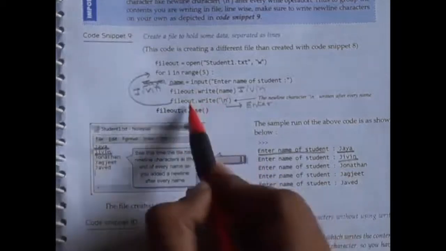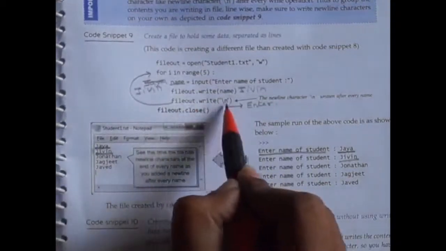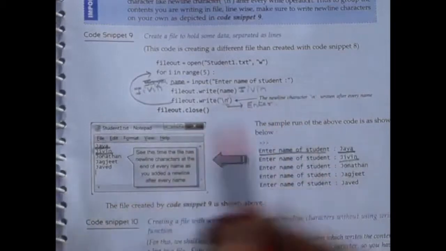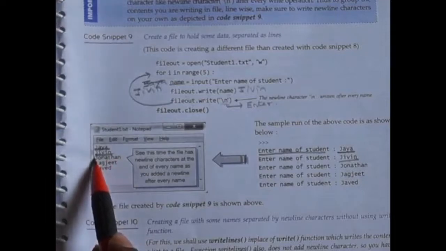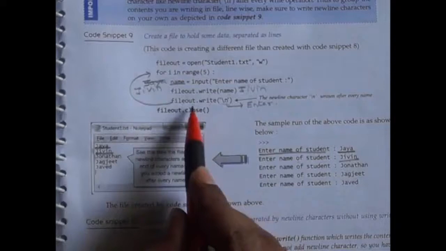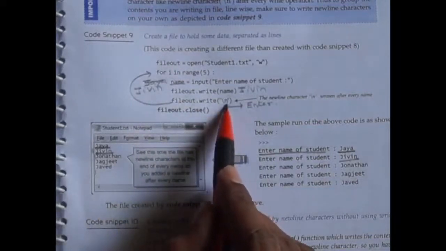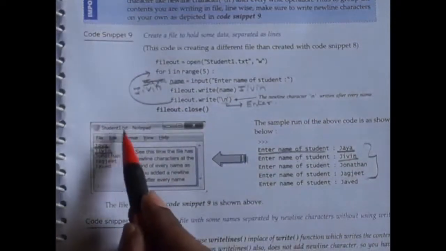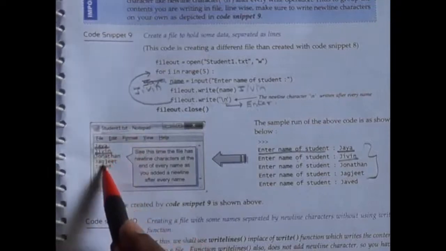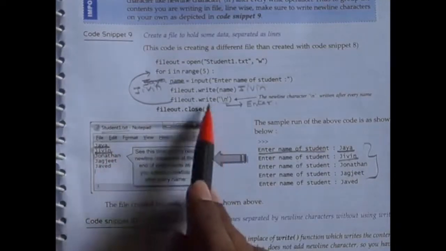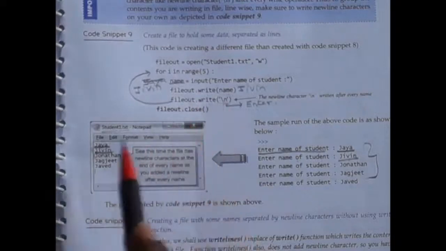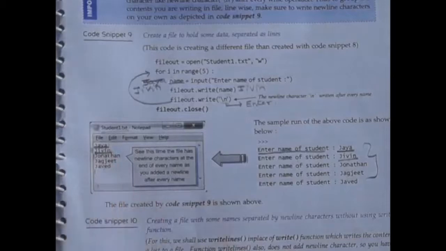Once this Jivin was printed, in the student1.txt you are going to write enter. \n means enter, such that the file pointer will come to the next line, after the Jivin. Understand? So what I want to convey is, if you use fileout.write("\n"), all these names will be written in the student1.txt in the next line. All these lines will not be printed in the same line. Understand? So hope you understand. Thank you very much.